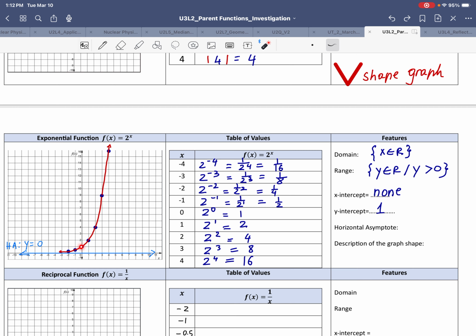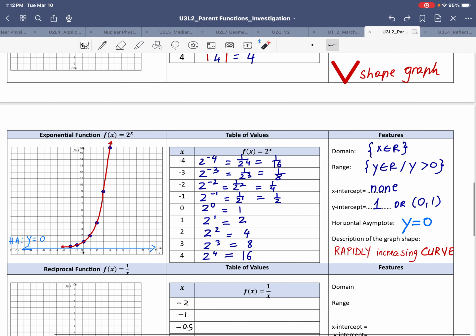For the y-intercept, we're going to say that the graph intersects the y-axis at 1, because when x equals 0, y equals 1. There is a horizontal asymptote, and the horizontal asymptote is labeled by its equation y equals 0. And when it comes to the description of the shape, we're going to say that this is a rapidly increasing function. You have probably heard in everyday language, when we say this quantity is increasing exponentially, we use it as a figure of speech, and the meaning of it would be most of the time that it's increasing very fast, right?